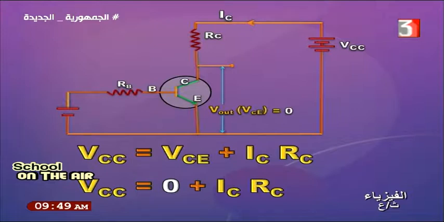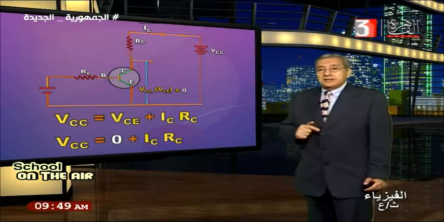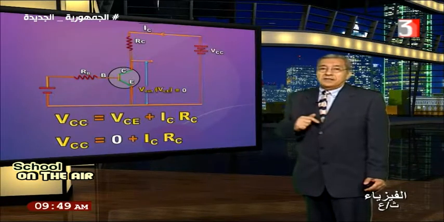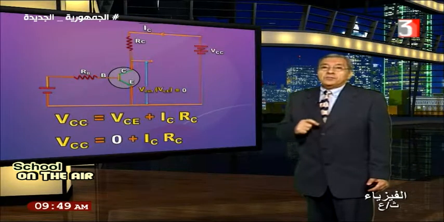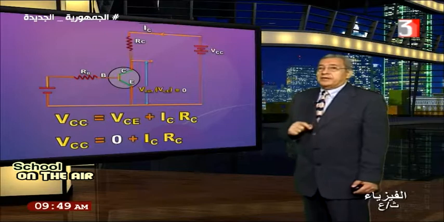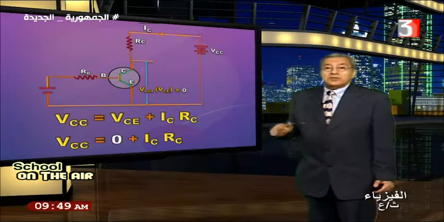This happens when the base is connected to the positive terminal. Current flows through the base, causing a large current to flow through the collector. IC increases, the product of IC RC increases, so the output voltage should decrease, and it will diminish to be equal to 0. So I managed to switch it off.